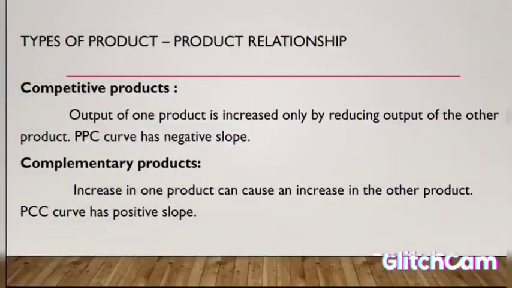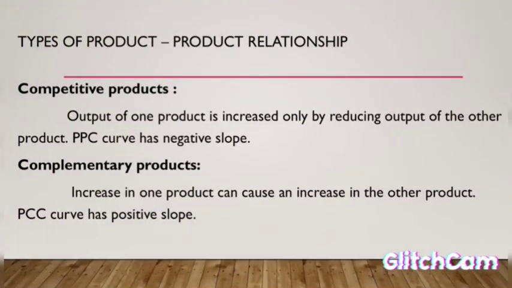Next, complementary products. In this, an increase in one product can cause an increase in the other product. The PPC has a positive slope. For example, leguminous crops in rotation with cash crops will add nitrogen to the soil and improve weed and insect control.